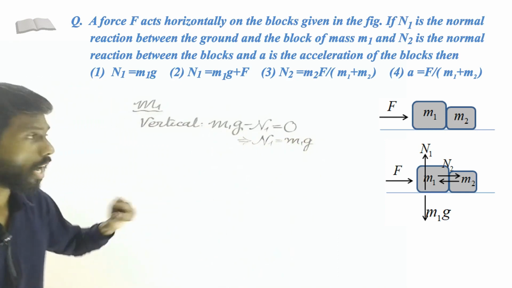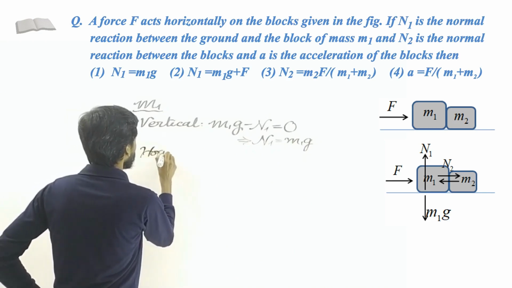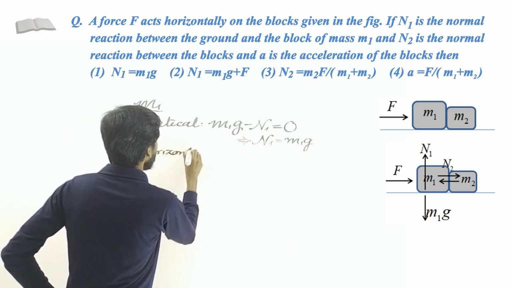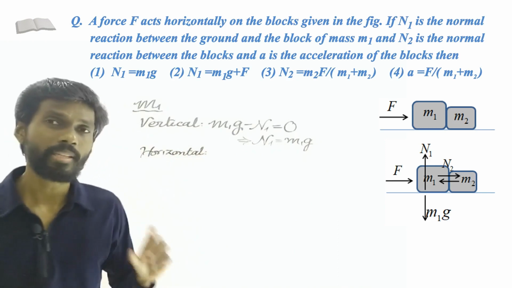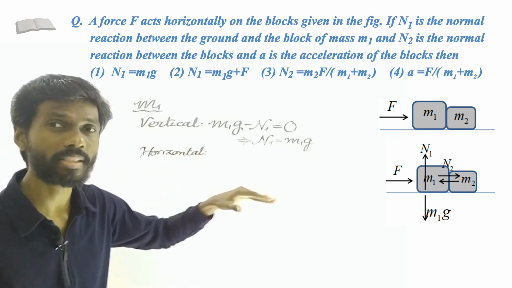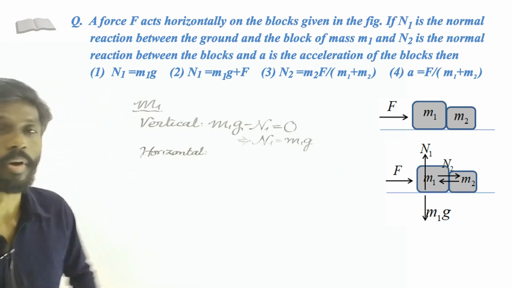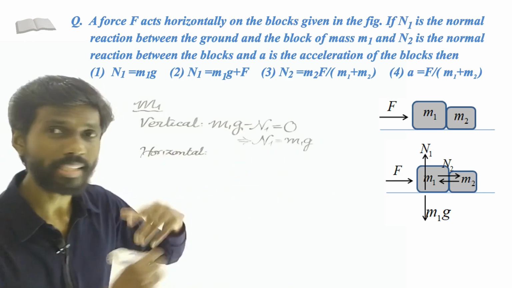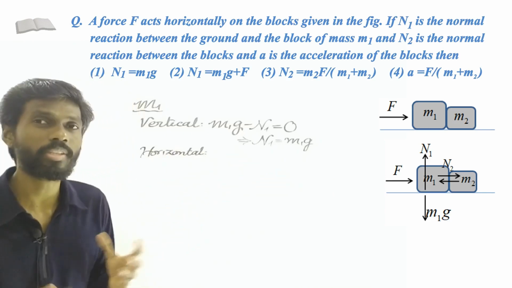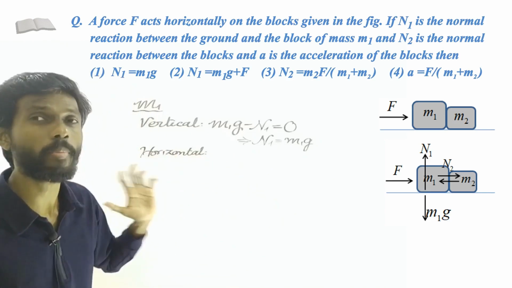Okay, done. Now we have to consider the other direction, the horizontal direction. In the horizontal direction, what are the forces acting on the block M1? The force F acts on M1 in the horizontal direction. Take this to be the positive direction. So F is one force acting on the block. And also M1 exerts a force on M2. So that is a normal reaction. Then by Newton's third law, there will be a reaction force. So M2 also exerts an equal force in the opposite direction.